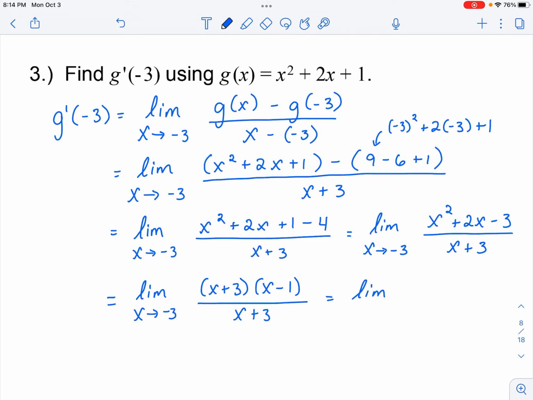So that gives me the limit as x approaches negative 3 of x minus 1, which is really just negative 3 minus 1. Final answer is negative 4. Okay, so that's what g prime of negative 3 comes up to. All right, so that means the slope of the tangent line at x equals negative 3 comes out to negative 4. Now, again, this is still a very long and involved process, but usually the algebra is a little bit easier than doing the binomial expansion theorem. So this comes in really handy, especially if you have a higher order polynomial instead of just a quadratic. All right.